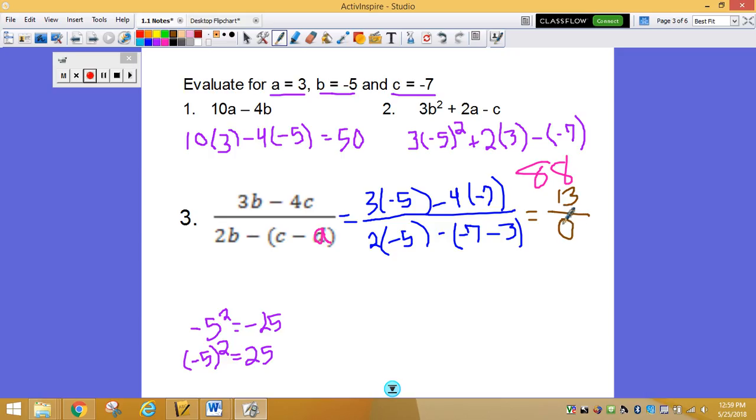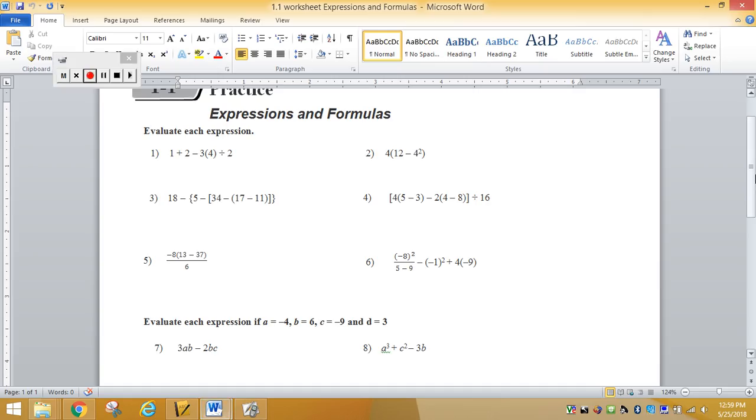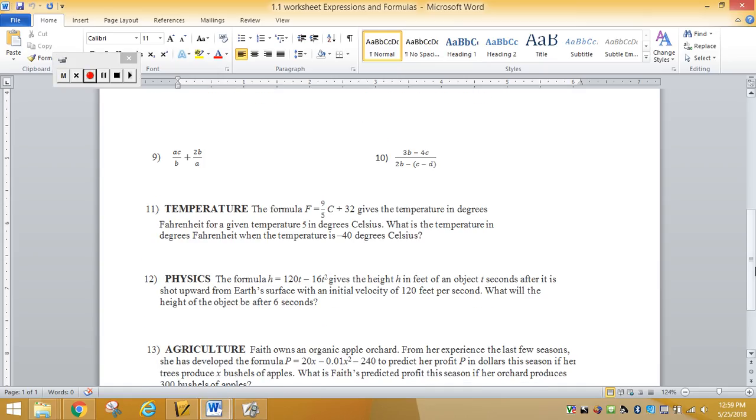Divide them. If you try and type that in, 13 divided by 0, what comes up on your calculator? It should come up with an error because you cannot divide by 0. So when you have 0 in the denominator, there is no solution. You can't do it. It's not possible. So this problem is no solution. So that will get you through 7, 8, 9, and 10. All right, that's it for notes.